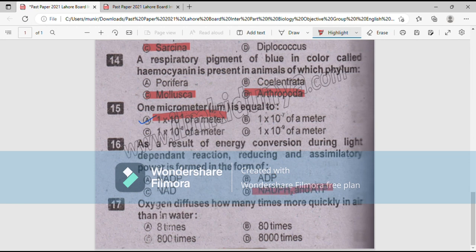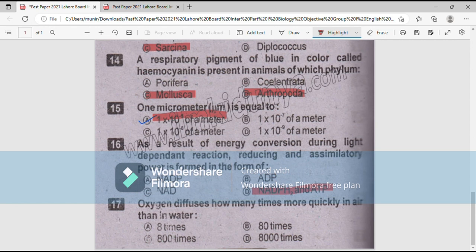You know that the light dependent reactions take place in the thylakoid membrane of the chloroplast, and they produce three products. The first product is ATP, then NADPH, and the third is oxygen. So option D will be correct.